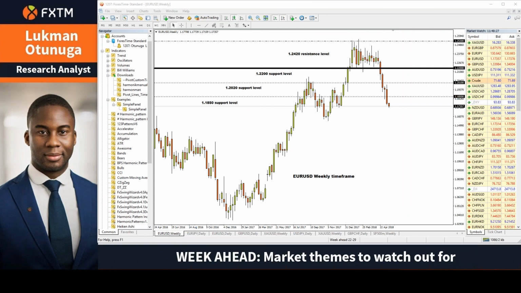So I have a weekly chart loaded on the euro dollar. The weekly chart shows how heavily bearish the euro dollar is. There have been 1, 2, 3, 4, 5, 6 consecutive weeks of declines. Prices, of course, have broken below the initial strong 1.22 support we were speaking about many weeks back.